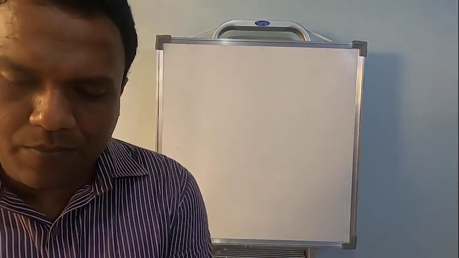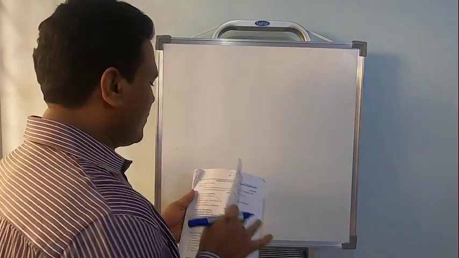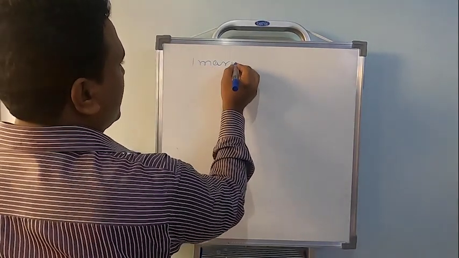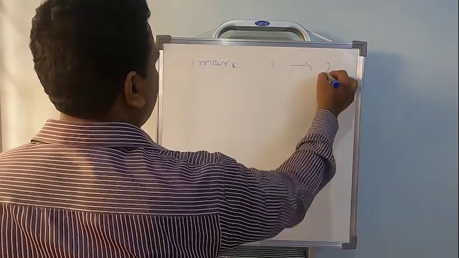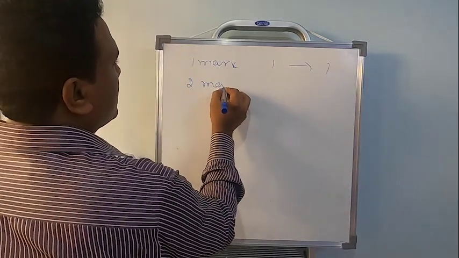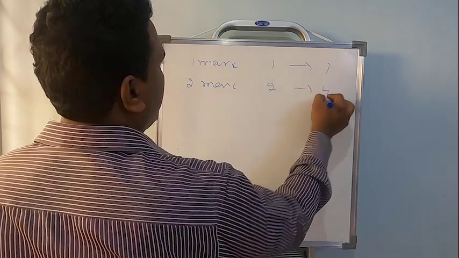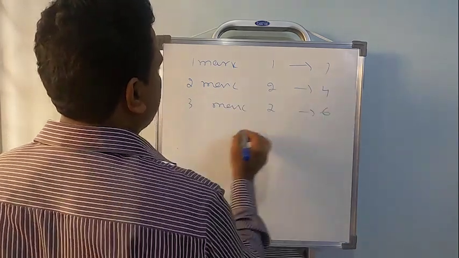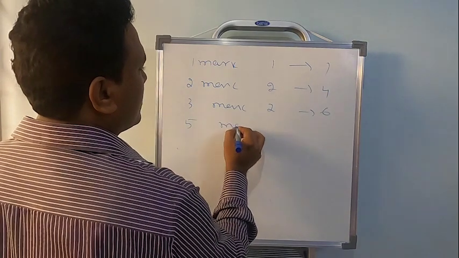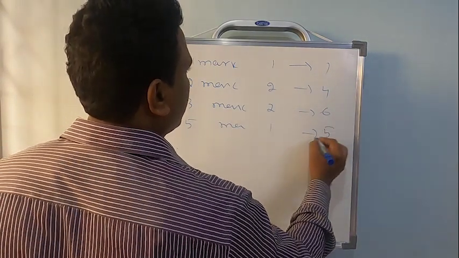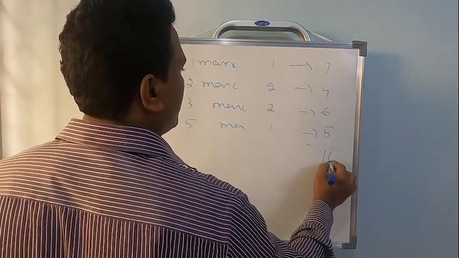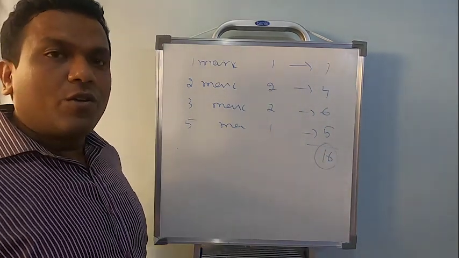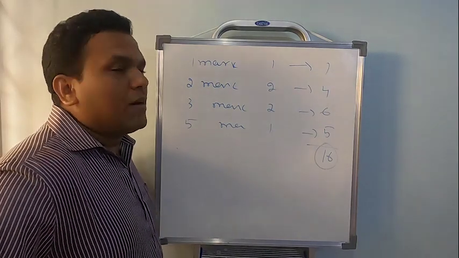So what are the places we are going to get it? For 1 mark, 1 problem, so that's 1. For 2 marks, 2 problems, so that will be 4. For 3 marks, 2 problems, so 6. For 5 marks, 1 problem, 5. So just add up how much it's going to be. You have assured yourself 16 marks already.